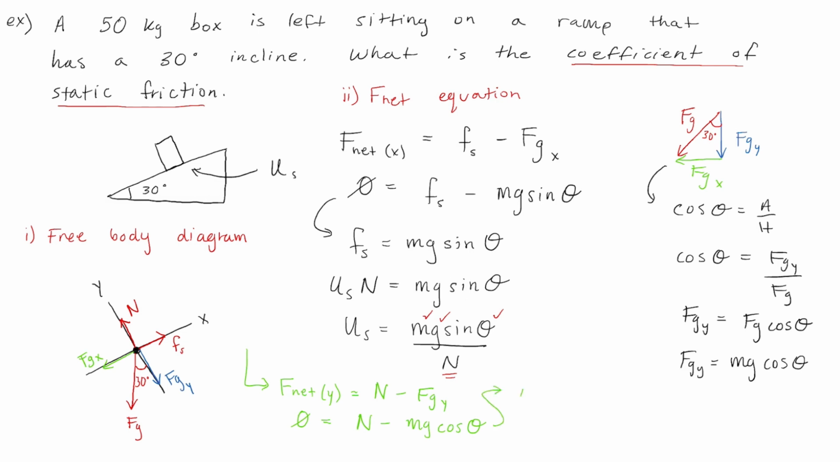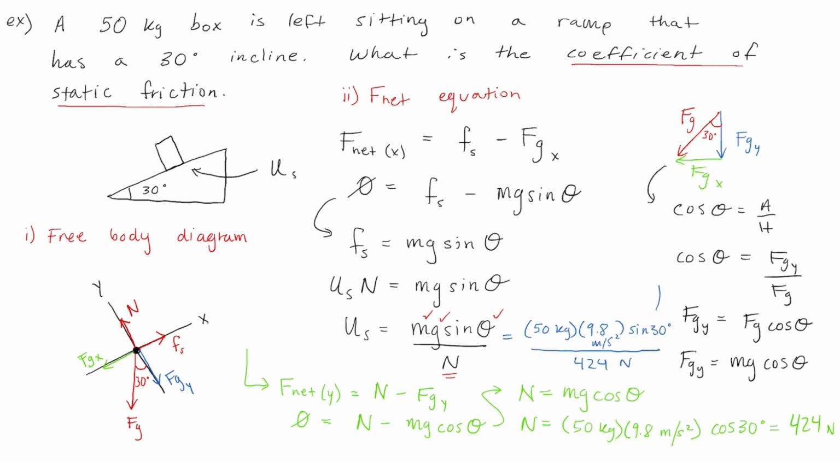And then from there, we can just rearrange and isolate for the normal force, plug in our values for the mass of the box, the acceleration due to gravity, and the angle of the incline, and we can see that the normal force is equal to 424 newtons. And now we have everything we need to plug into our equation for the coefficient of static friction. And what we find is that the coefficient of static friction is equal to 0.58. And that's the answer to this question. This showed you how to answer forces questions when the object is on an inclined plane.